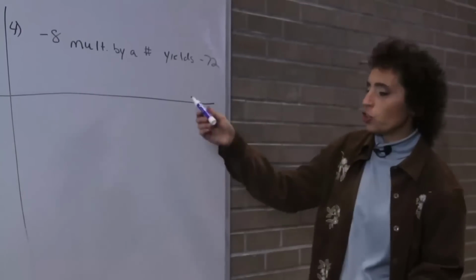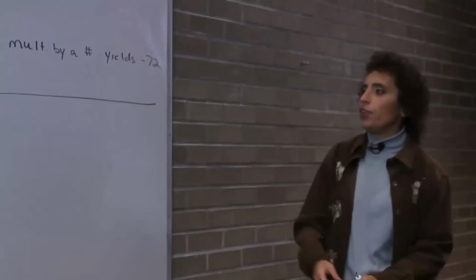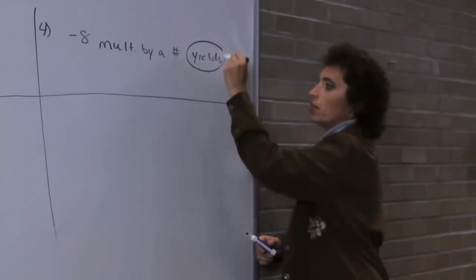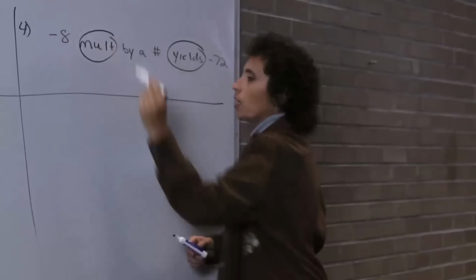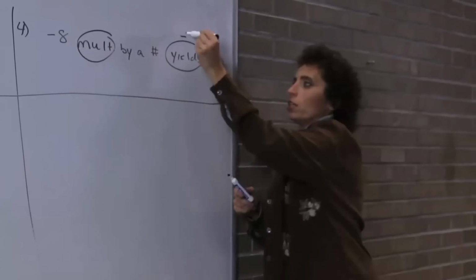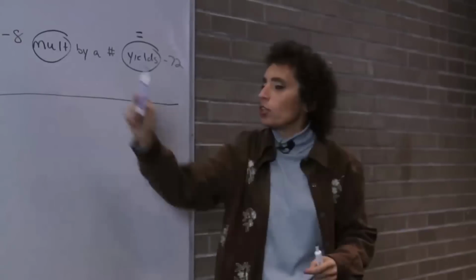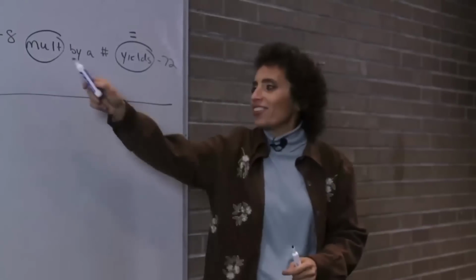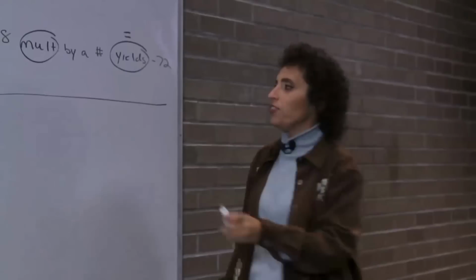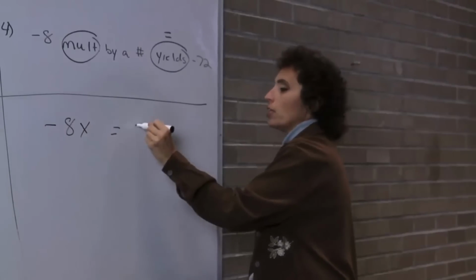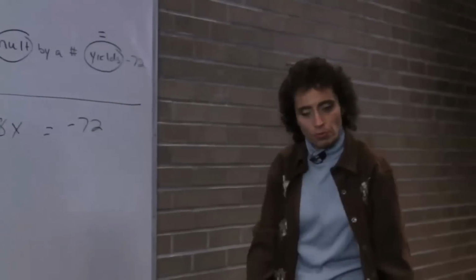I'm going to do this one, and then I'll check this one. -8 multiplied by a number yields. There's the key. There's another key. This keyword means equals. Let me guess what this keyword is. I think it means division. No, this keyword means multiply. -8 multiplied by a number yields -72.